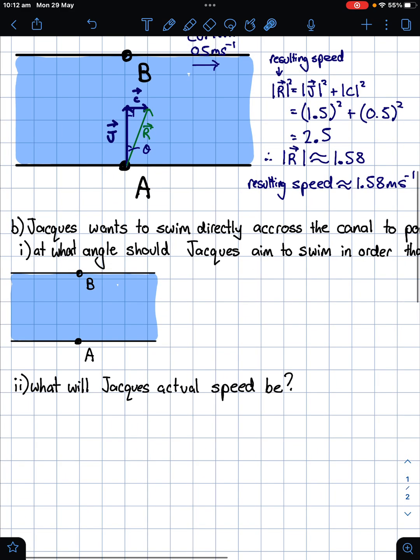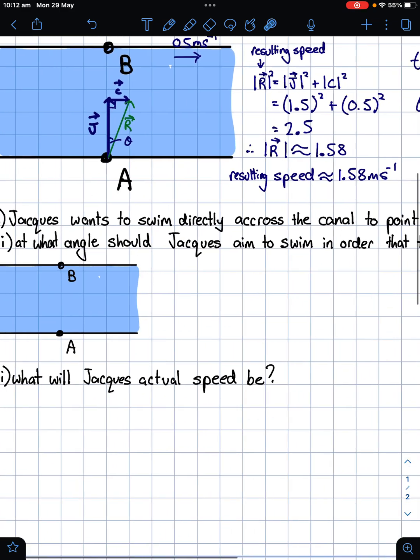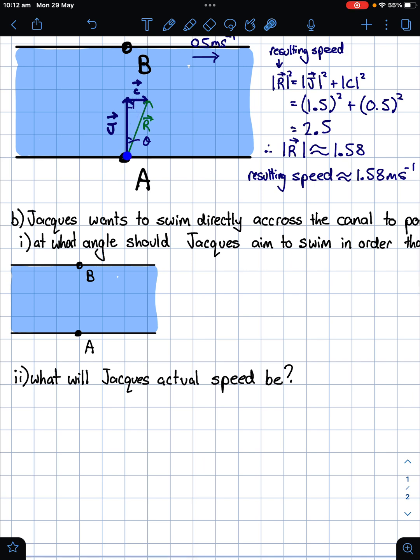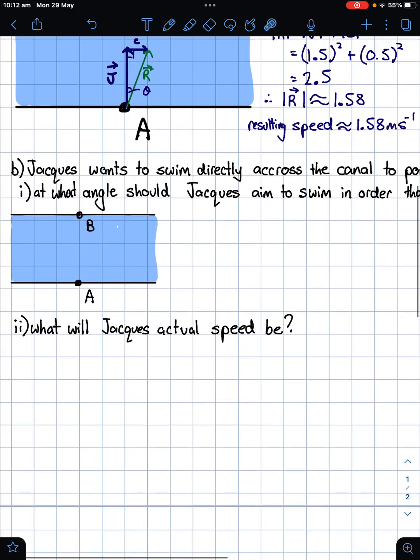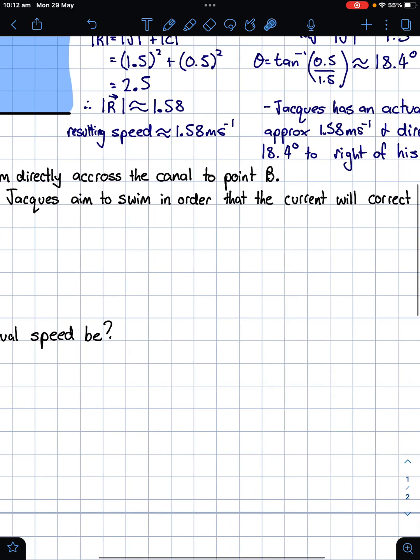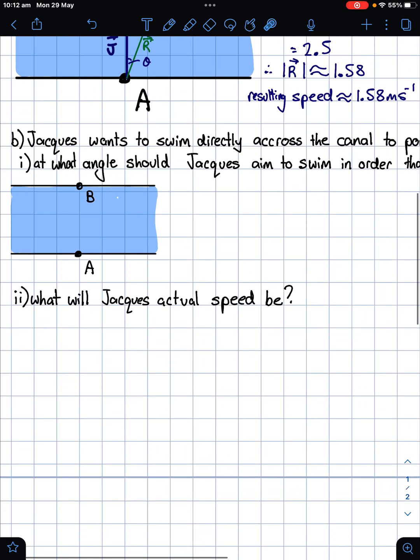Okay, so second part, Jacobs wants to swim directly across the canal to point B. So as we know here, the current's going to pull him off. So this means we're actually going to have to swim out this direction to balance this out. So at what angle should Jacobs aim to swim in order that the current will correct his direction? So this is not a bad one here. So we're actually looking at going out this way.